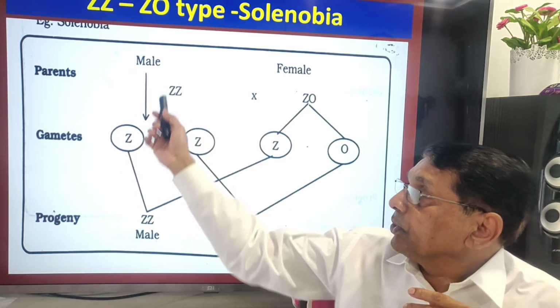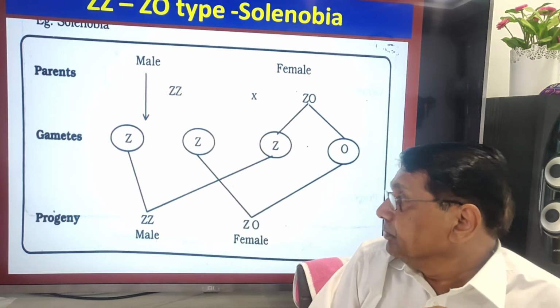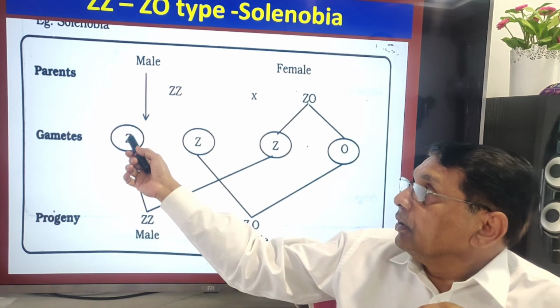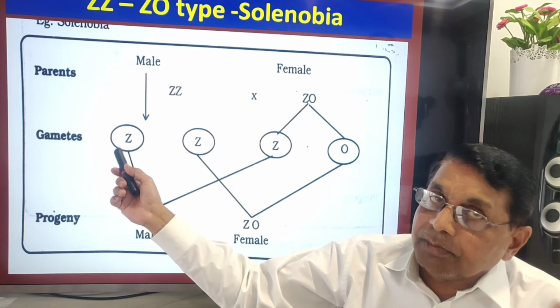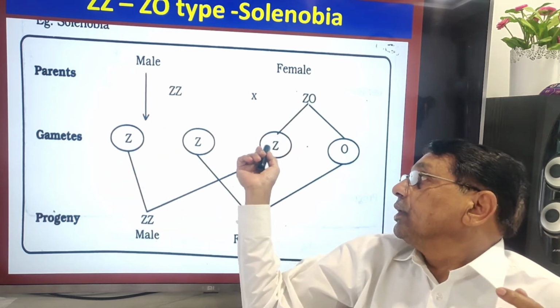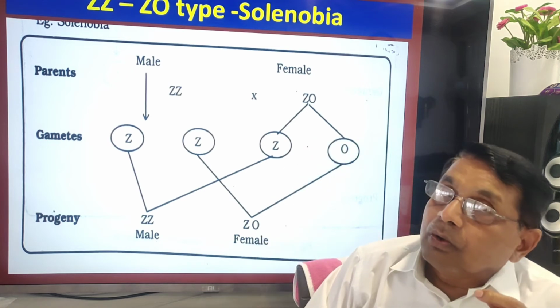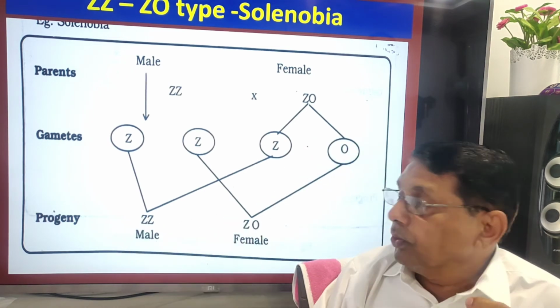Here, two males produce two types of gametes, females produce two types. But here, males produce gametes, but all of them carry the Z. Here, one type, 50% carry the Z, 50% carry the O. Male ZZ, female ZO.